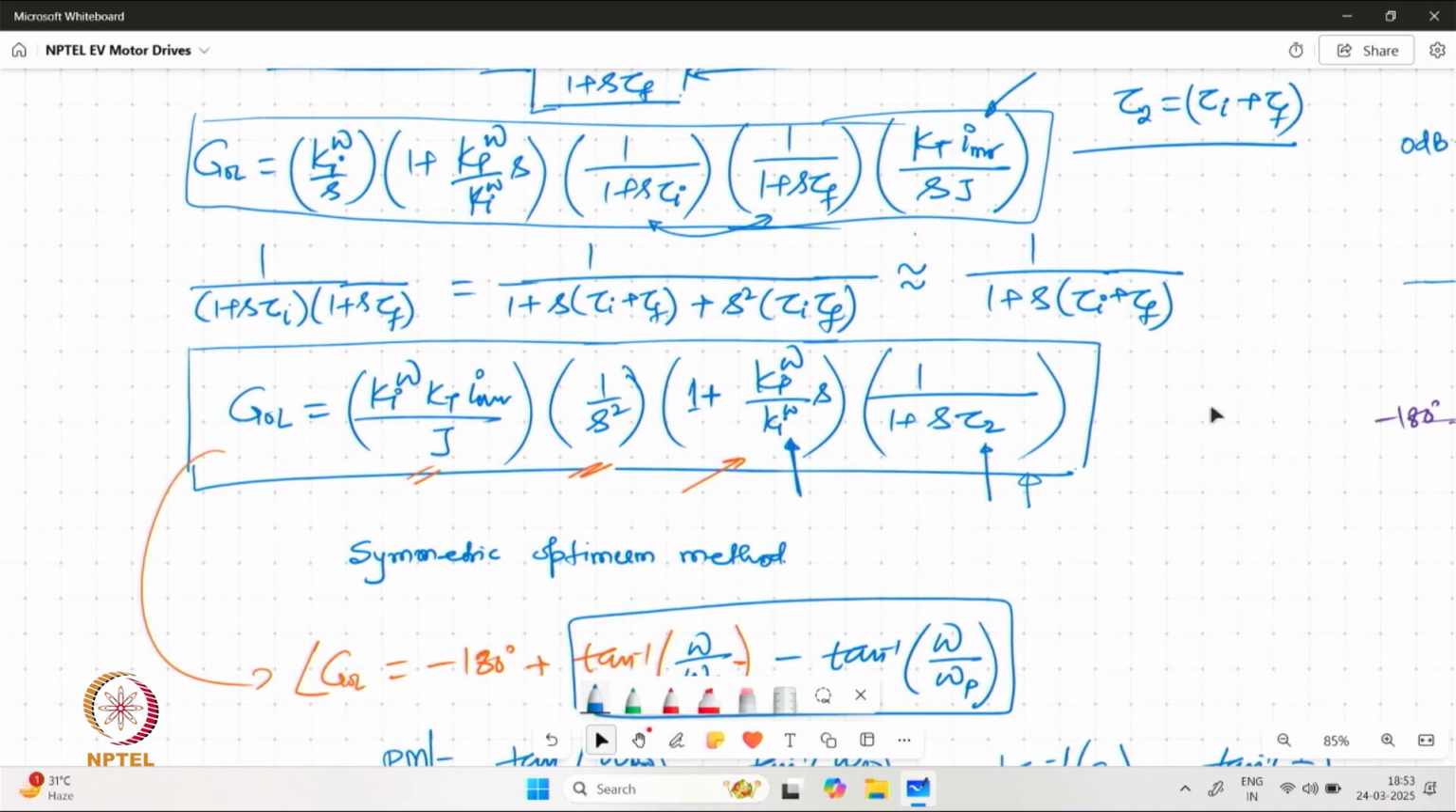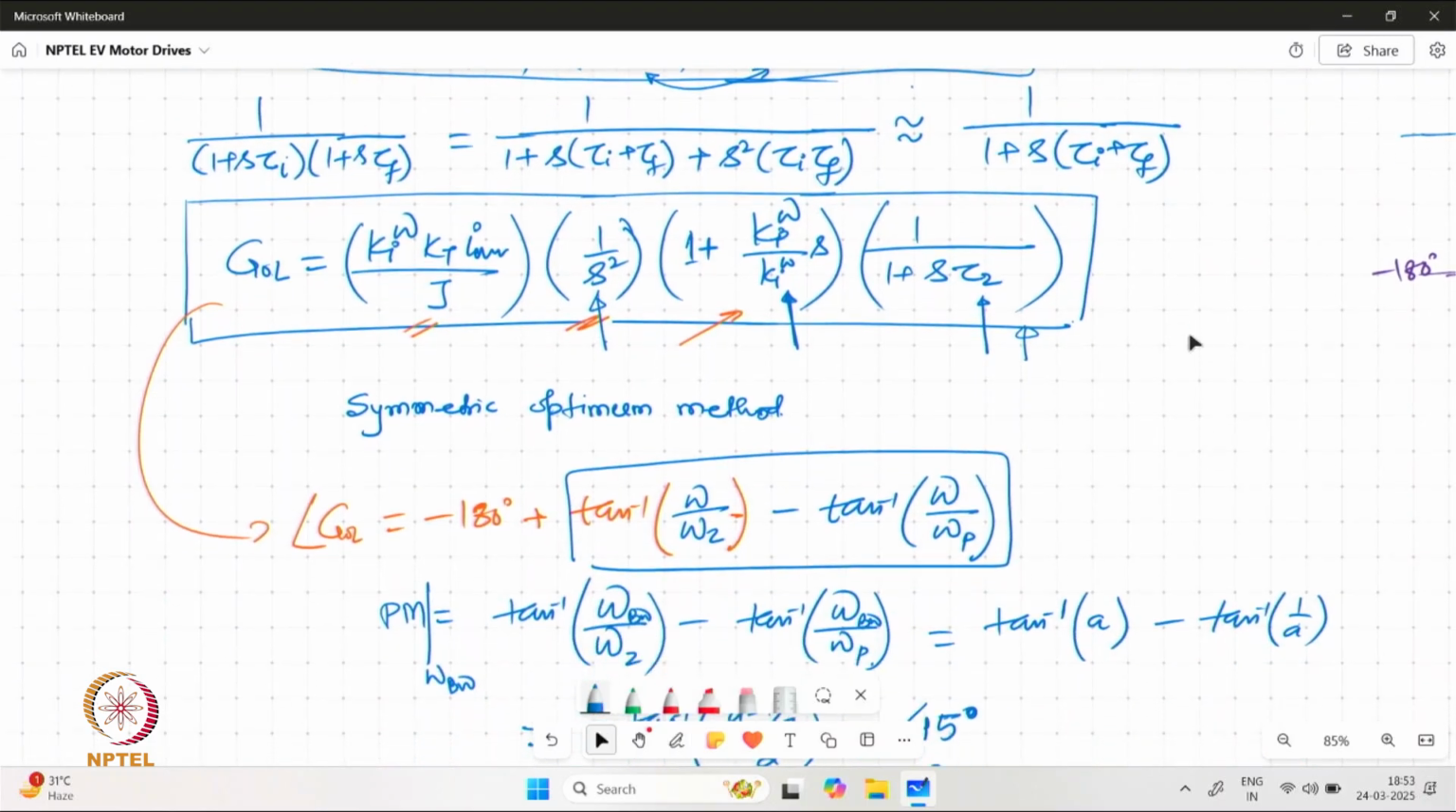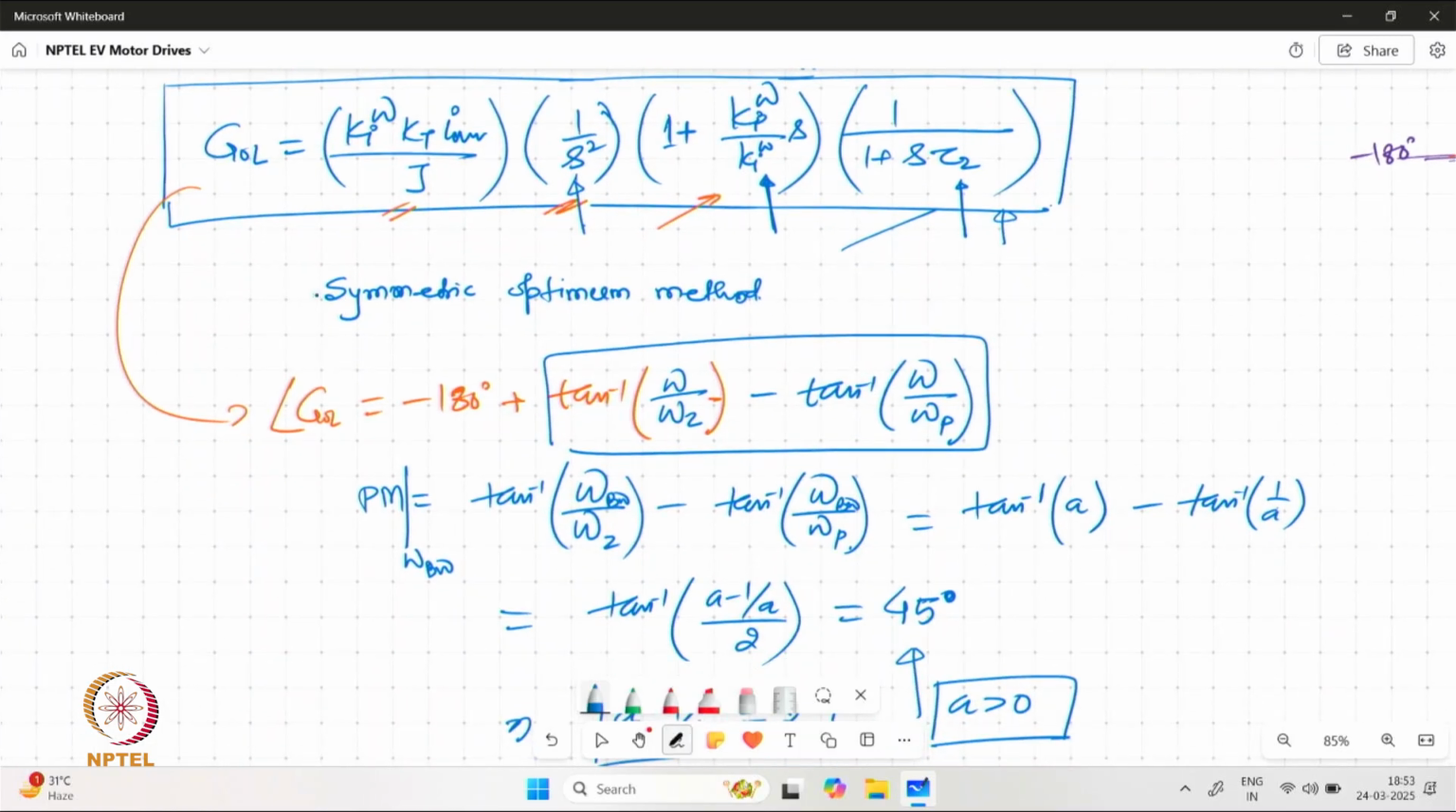Now, because of the presence of a double order pole at origin, we are finding that the system is inherently unstable, and hence the pole zero cancellation method is not going to help in this case. So which is why we need to have a different method, for example symmetric optimum method, which can be used to gain some phase margin in the system.